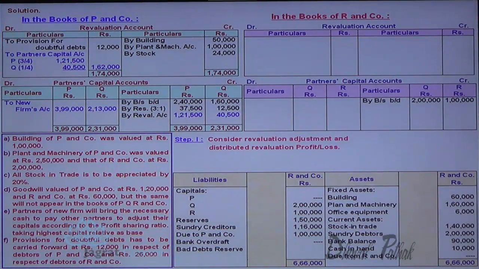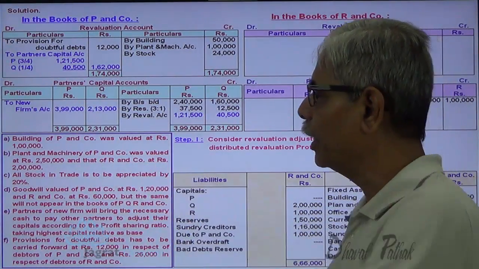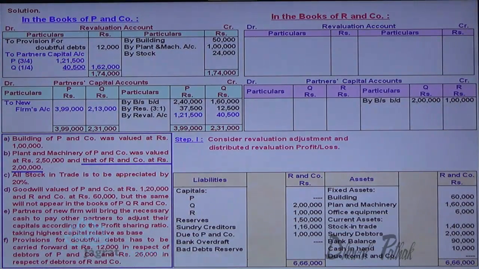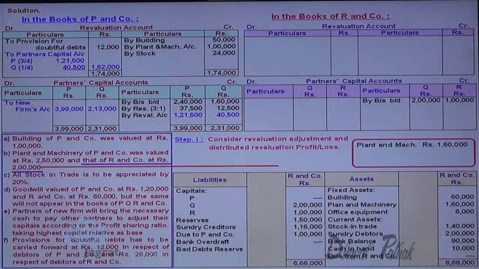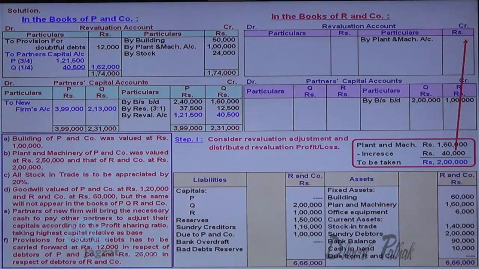Now the revaluation adjustment: plant and machinery of R Limited is valued at 2 lakhs. So 1,60,000 is the book value. Valuation agreed at 2 lakhs, increase in value 40,000, credited to revaluation account. So plant and machinery account debit to revaluation account credit, and the new value of plant and machinery will appear in the balance sheet at rupees 2 lakhs. So 1,60,000 is replaced by 2 lakhs.